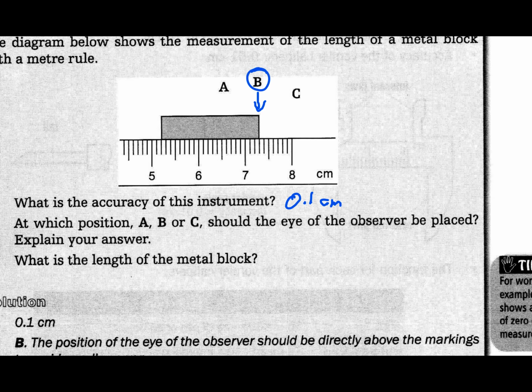And what is the length of the metal block? We need to calculate the length of the metal block by taking the final measurement and subtracting the initial measurement. So this is 7.3 centimeters and this is 5.2 centimeters. So we subtract 5.2 from 7.3, we end up with 2.1 centimeters. That's it.